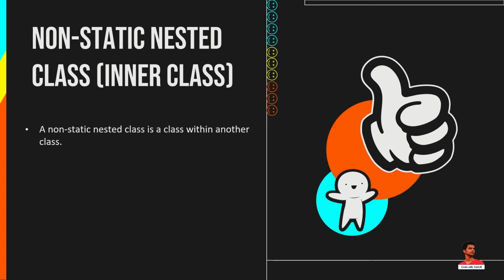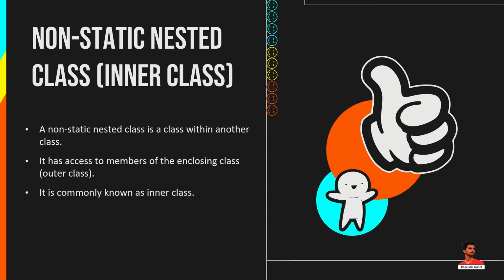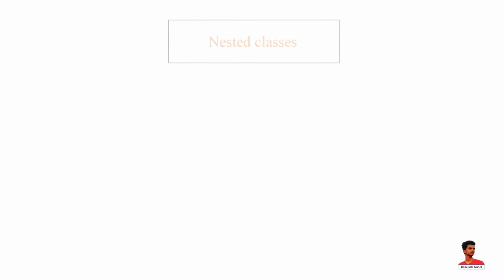A non-static nested class is a class within another class. It has access to members of the enclosing class, that is the outer class. It is commonly known as inner class. Since the inner class exists within the outer class, you must instantiate the outer class first in order to instantiate the inner class.